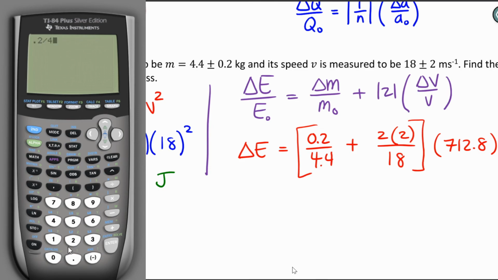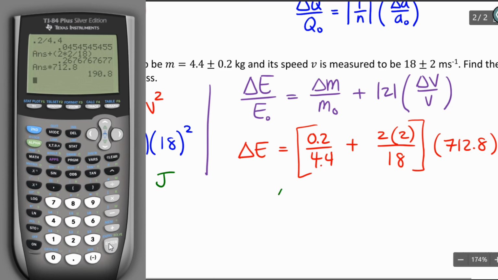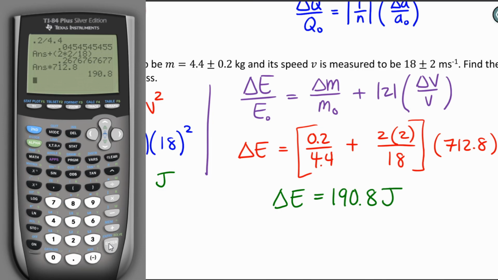We're just going to have to throw this big, crazy, complicated thing into the calculator. 0.2 divided by 4.4 plus 2 times 2 divided by 18. So that's what's in those brackets there. So now let's multiply that by 712.8. If we do that, we get 190.8. So the absolute error in the calculated quantity of the energy is 190.8 joules. But remember, we can only have one significant figure in that, so that's going to be about 200.